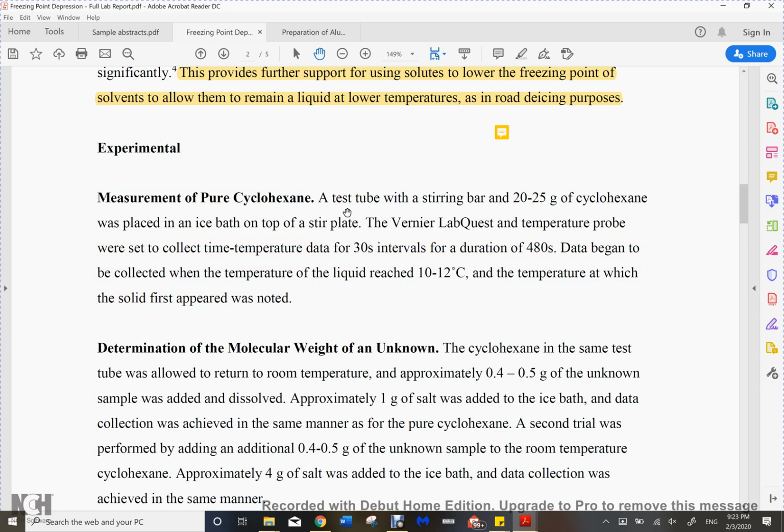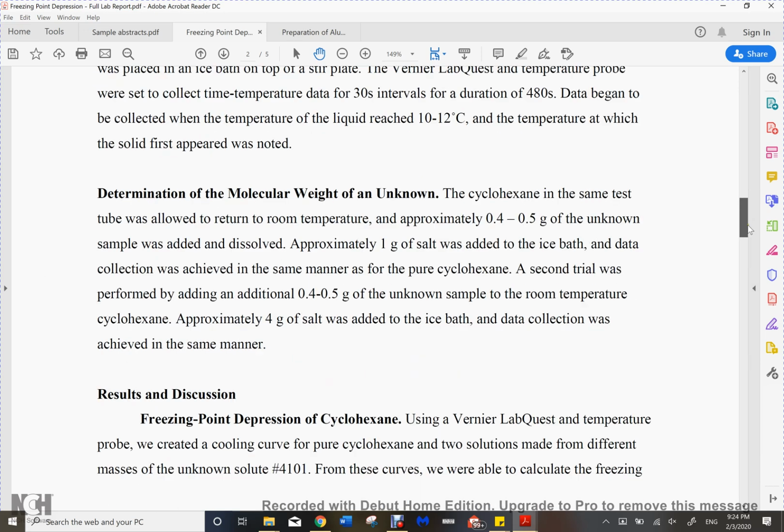So here we go. A test tube with a stirring bar and 20 to 25 grams of cyclohexane was placed in an ice bath on top of a stir plate. The Vernier LabQuest and temperature probe were set to collect time temperature data for 30-second intervals for a duration of 480 seconds. Data began to be collected when the temperature of the liquid reached 10 to 12 degrees and the temperature at which the solid first appeared was noted.